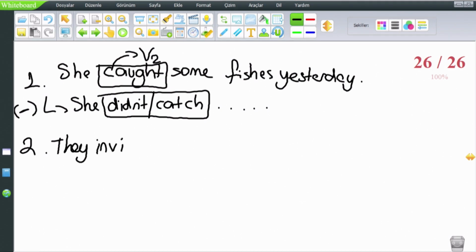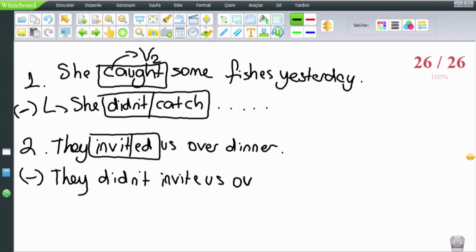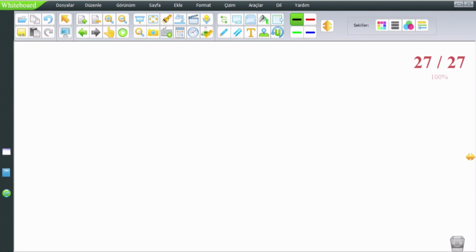They invited us over dinner. This is a regular one. You can see the ed here. And if I want to make it a negative sentence, they didn't invite us over dinner. This is the negative form of this sentence.